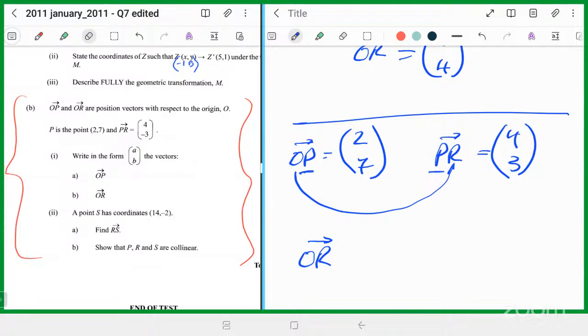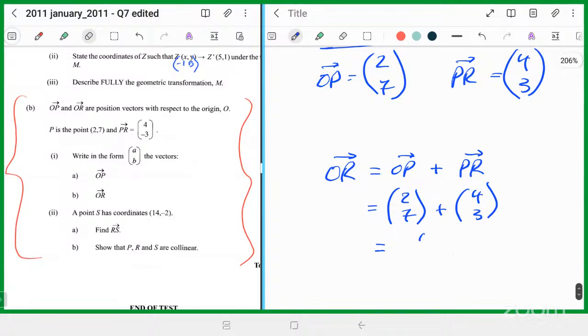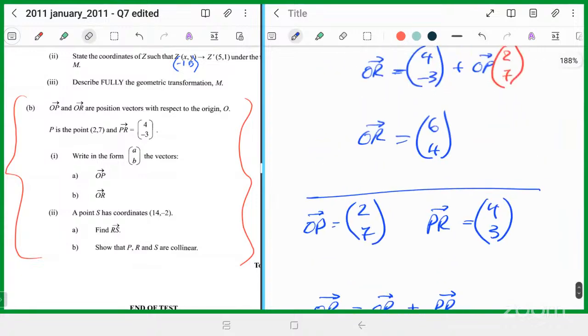P like downtown. Like you want to go from O to R, you go to P first. The bus can go to P first at the station, and then from the station, it goes to R. So you can set up like that. To go from O to R, I can go from O to P first, and then, plus means and then, you go from P to R. So those two vectors take you from O to R. The OP is (2,7) and the PR is (4,-3). So it works out to be (6,4), just the same that we got a while ago. Same (6,4).